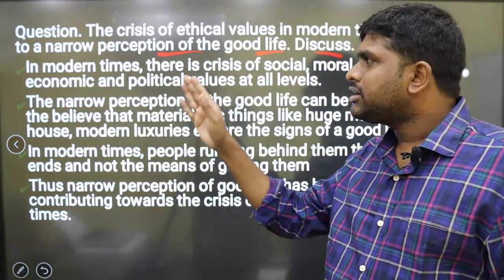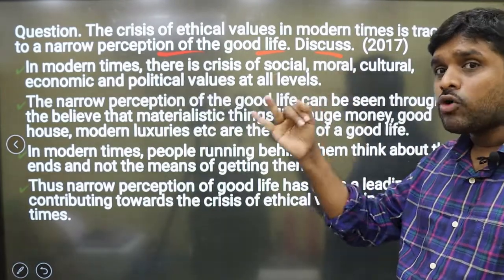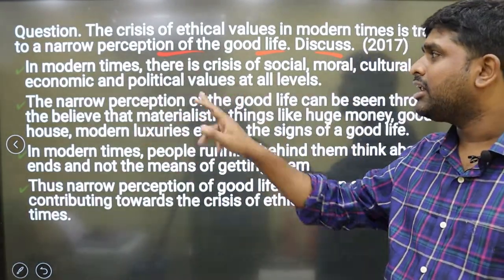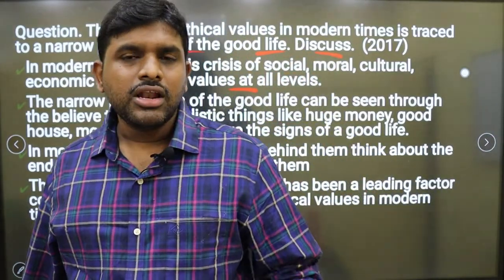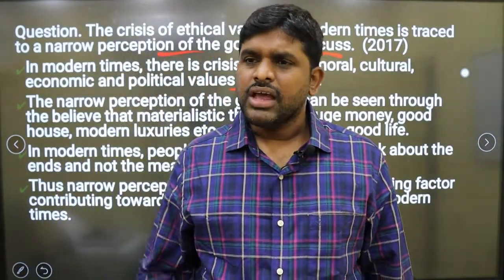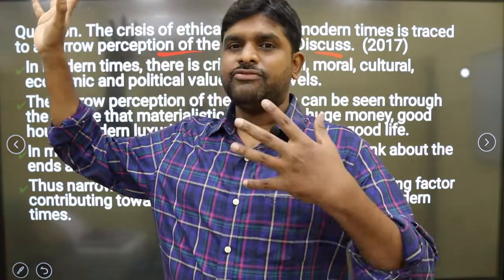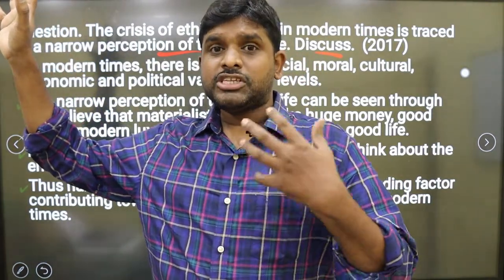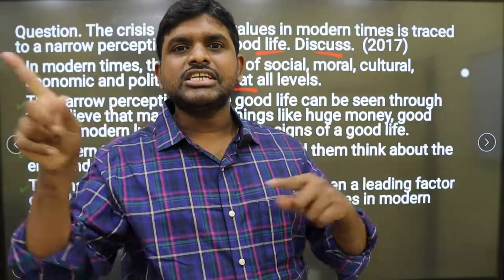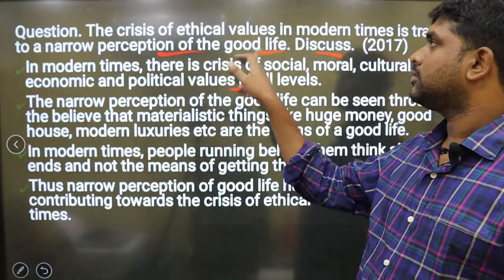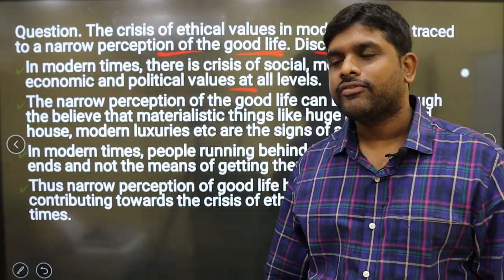Discuss. In modern times, there is a crisis of social, moral, cultural, economic and political values at all levels. There is a crisis at all the levels, at moral levels. Inconsistent with the values, I will be joining the organization with some belief, with some hopes, with some values. But in reality, what will happen? There will be inconsistency with the values. For what? For a good life.